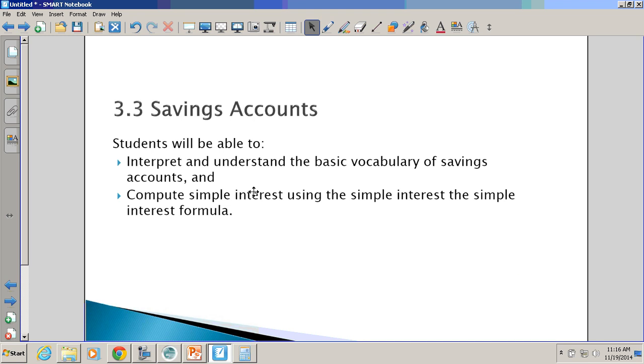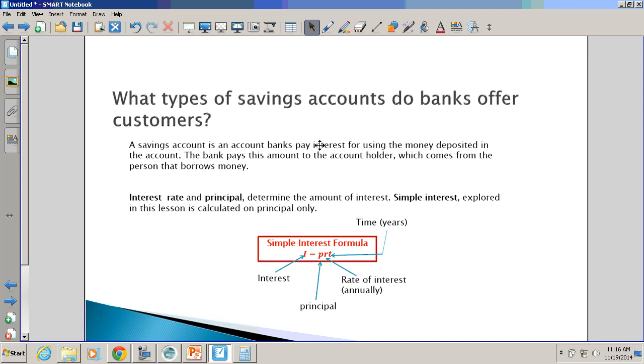I'm going to talk about vocabulary. You need to be able to understand and define some of the vocabulary terms. We're also going to compute simple interest, which should be a formula most of you are familiar with. We'll review that. Alright, so the types of savings accounts.